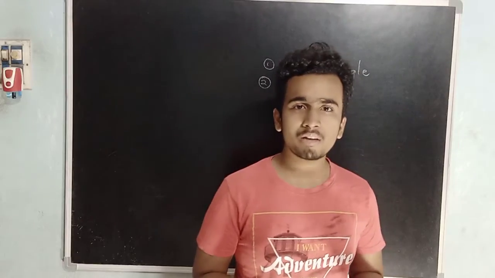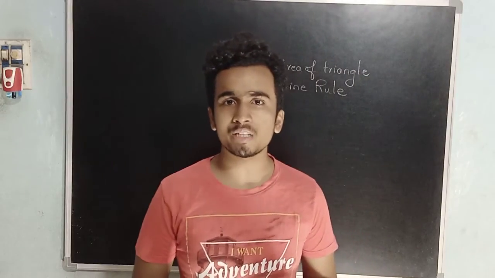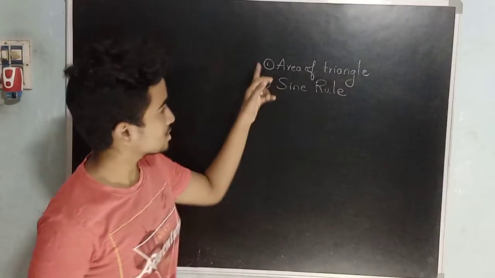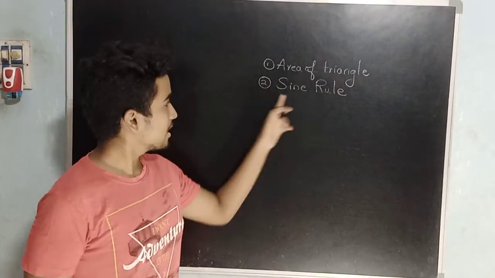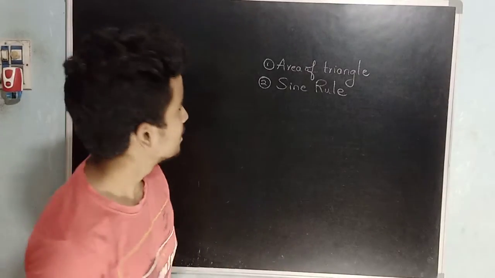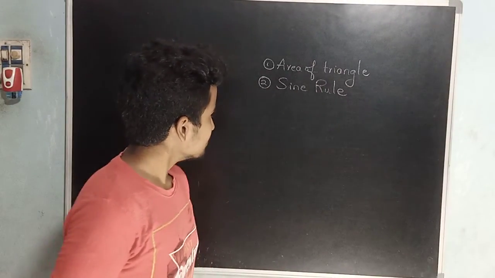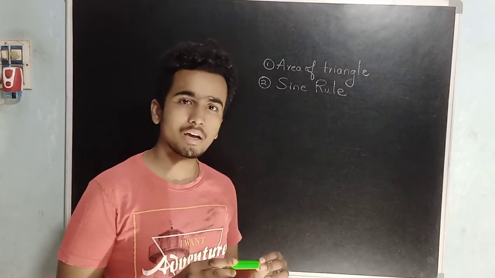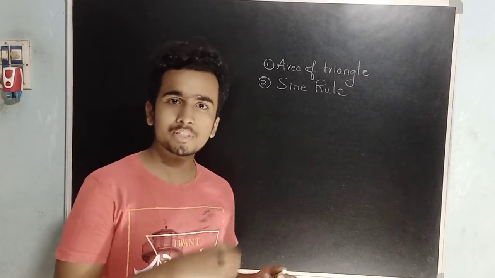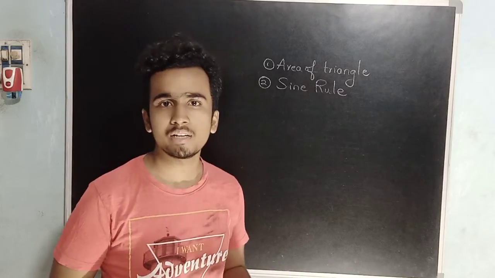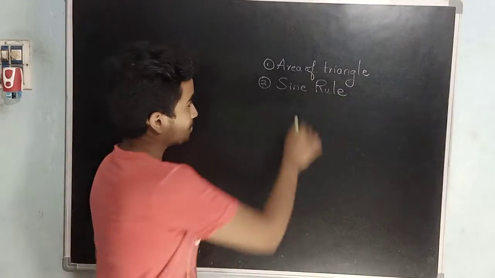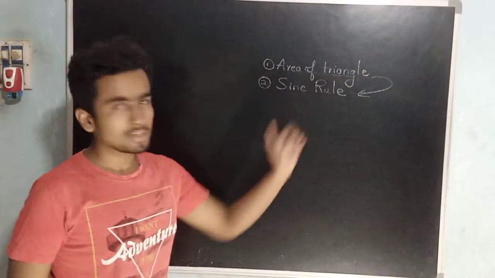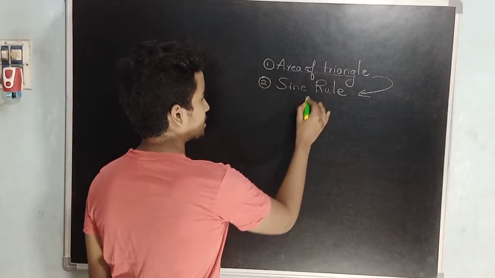In the previous video we started a chapter, properties of triangle. In properties of triangle we have covered two concepts, area of triangle and sine rule. In area of triangle we discussed the standard formula for area of a triangle and some of its variations in different conditions. And from the concept of area of triangle, we understood the concept of sine rule, which is very important.